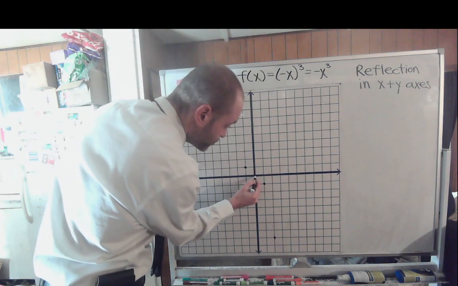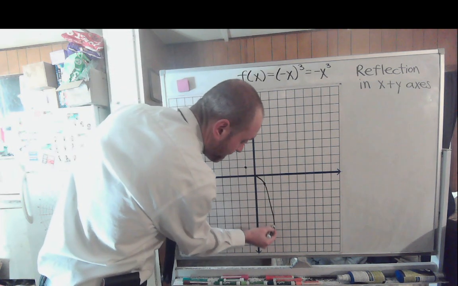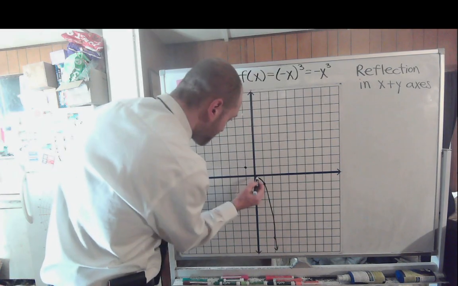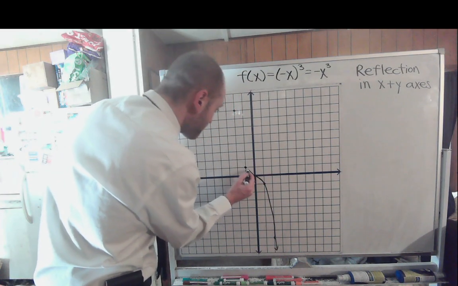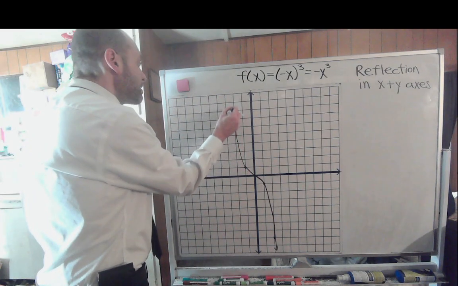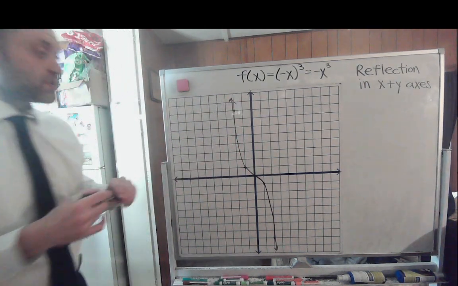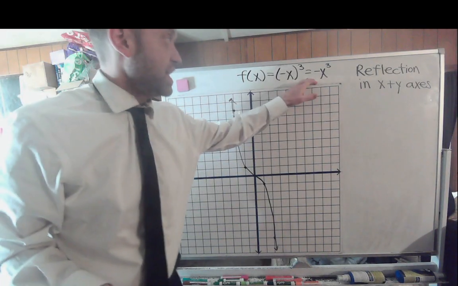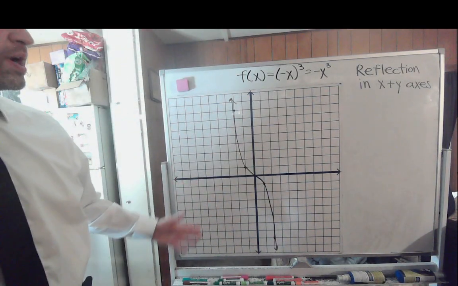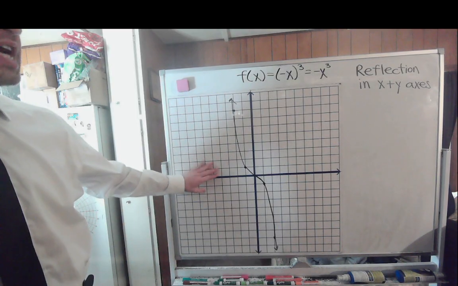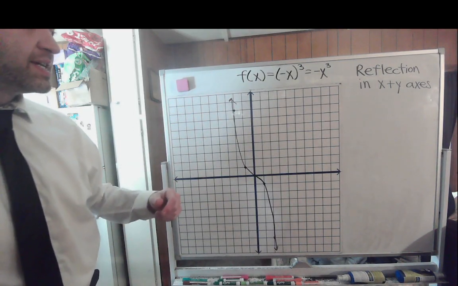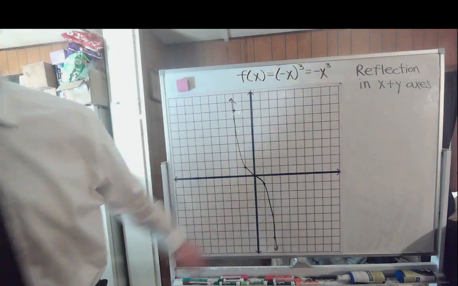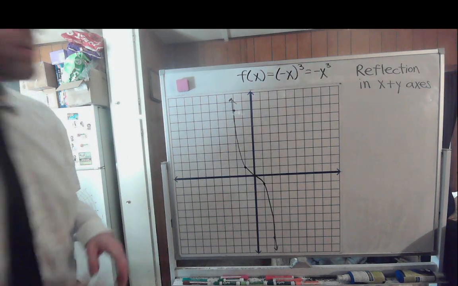So let's go ahead and draw this bad boy. So there is my graph of f of x equals negative x to the third power. The size hasn't changed at all. I've simply just reflected it in the x and y axes. That's all I've managed to do. Okay.